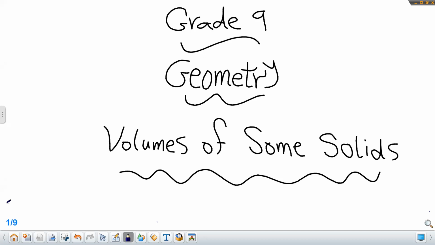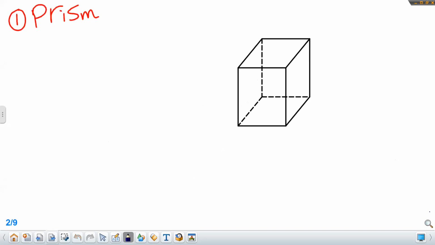You studied before areas of some solids, but today, inshallah, you will study volumes of some solids like prism, pyramid, cylinder, and some other solids. Okay, let's go to the first solid. First solid today, inshallah, is the prism.